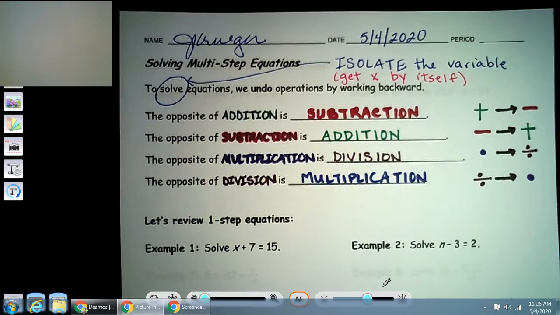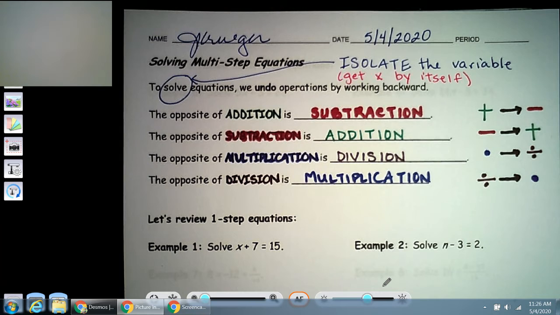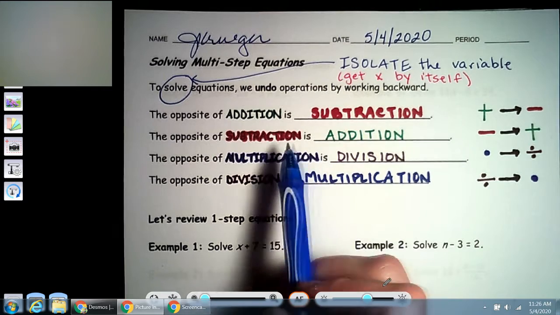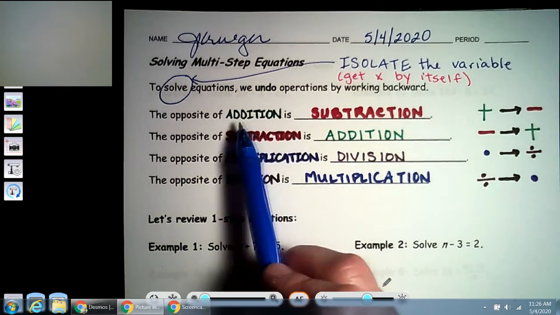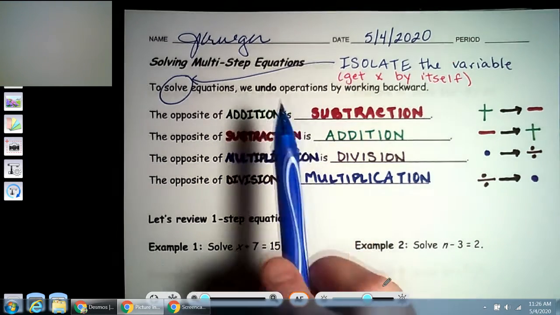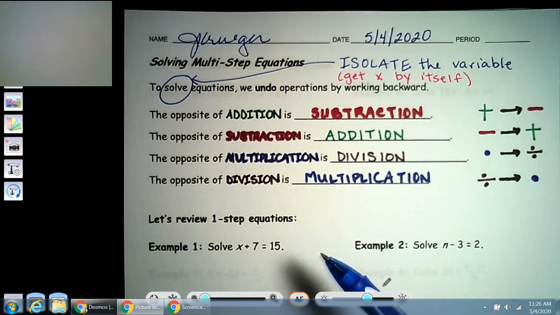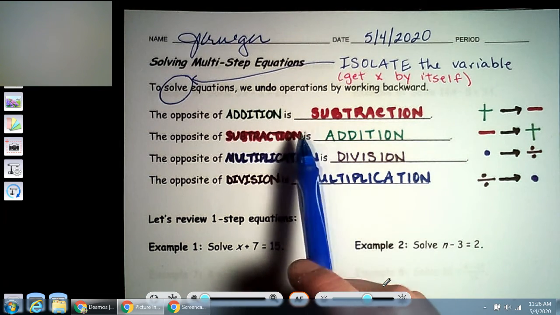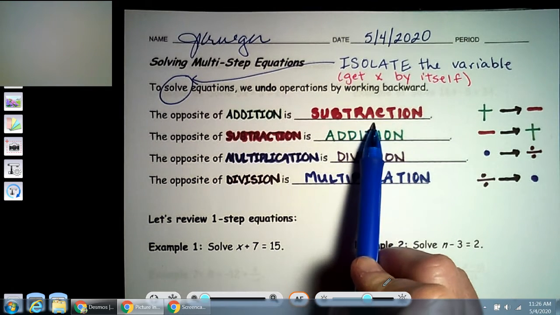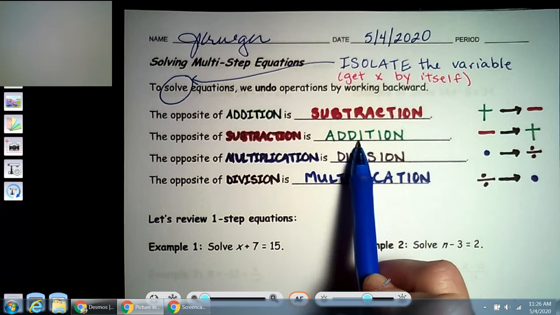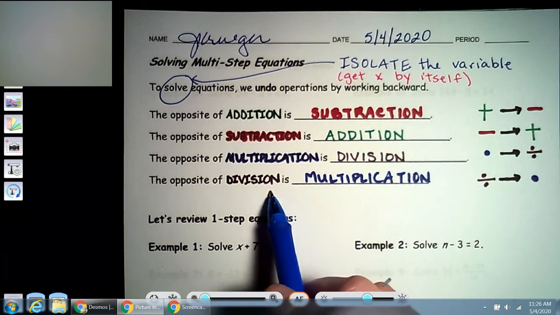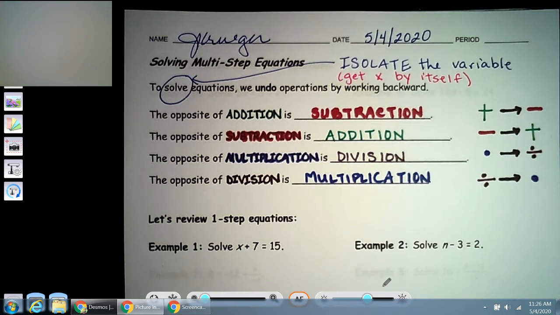The way we're going to do that is we're going to work backward. We're going to take that equation and undo the operations that we see, which means we have to do the opposite. My color coding here got a little bit blurry, I apologize for that. The four operations we're going to be dealing with today are addition, subtraction, multiplication, and division. To undo these, we need to know the opposite operations. If we see addition, the opposite is subtraction. If we see subtraction, the opposite is addition. If we see multiplication, the opposite is division. And if we see division, the opposite would be multiplication.